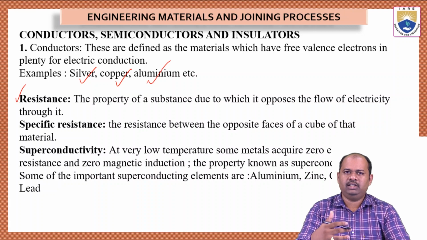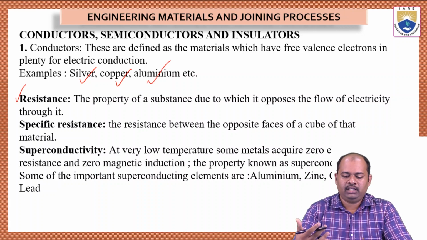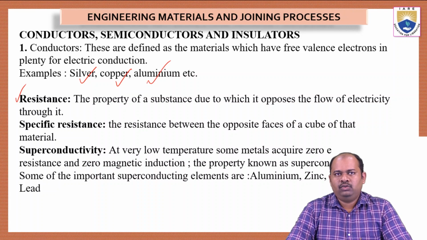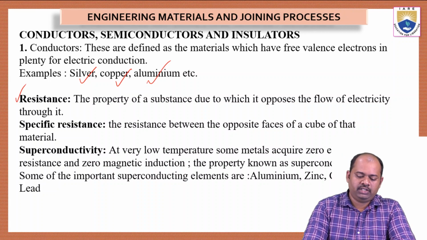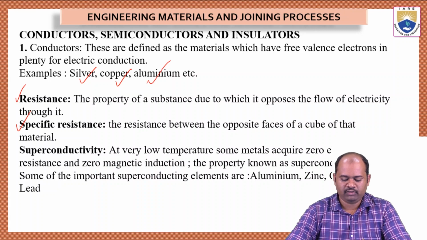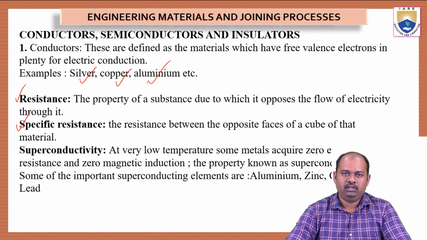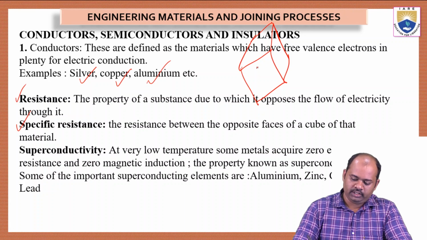After conductor, we should know some definitions in order to understand the coming topics. So, resistance is the property that will not allow the flow of electricity. And specific resistance. Specific resistance is the resistance between two opposite faces of a cube of that material. Suppose if I have a cube, this cube will have faces.